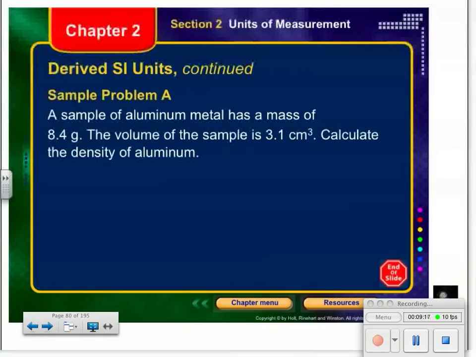Here's an example of the problem we want to do. A sample of aluminum metal has a mass of 8.4 grams. The volume of the sample is 3.1 cubic centimeters. Calculate the density of aluminum.